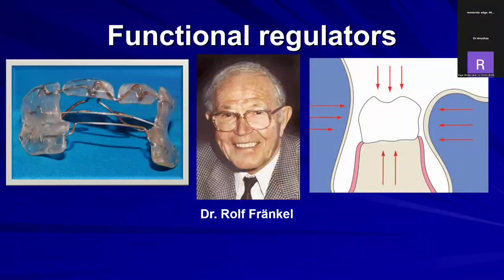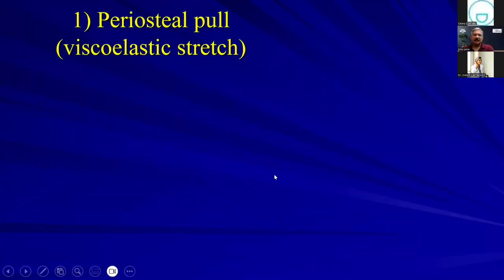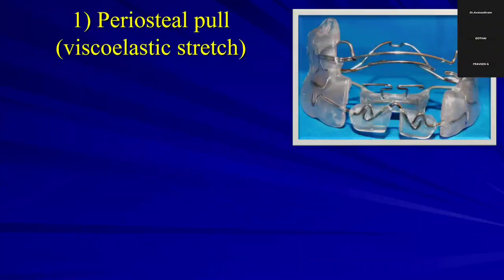You keep the tooth in the neutral zone; all teeth erupt into the neutral zone. The factors that affect the neutral zone are the muscles and the occlusal forces. So if you give neutrality to the teeth, they will erupt into the slot. The main factor is the periosteal pull, the viscoelastic pull given by this appliance.